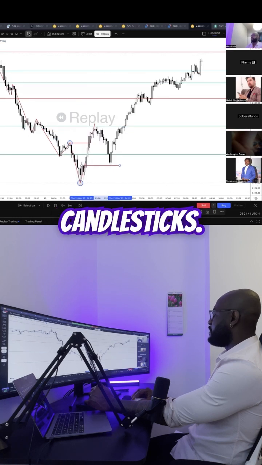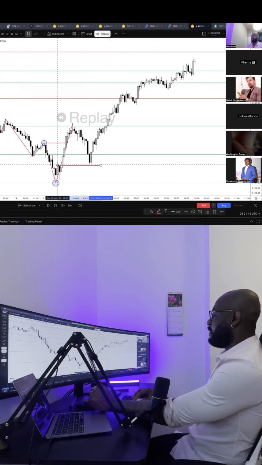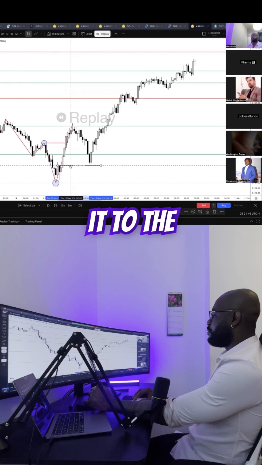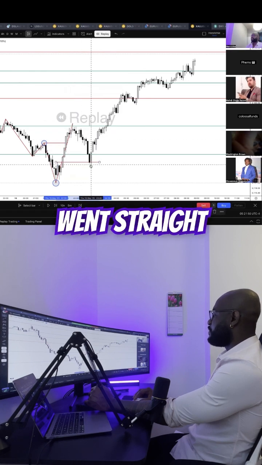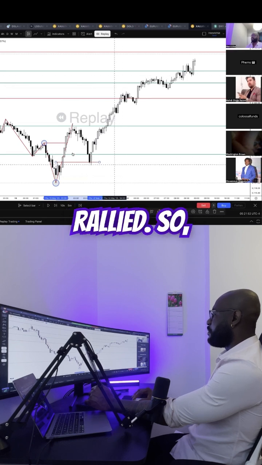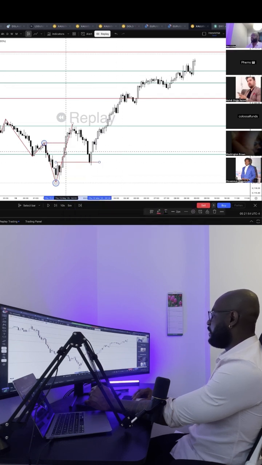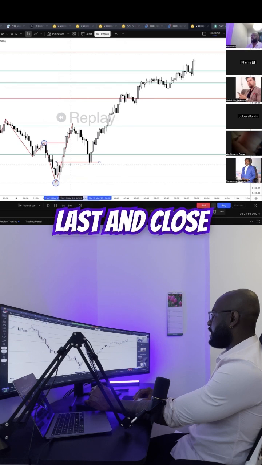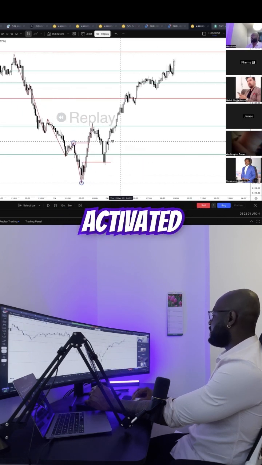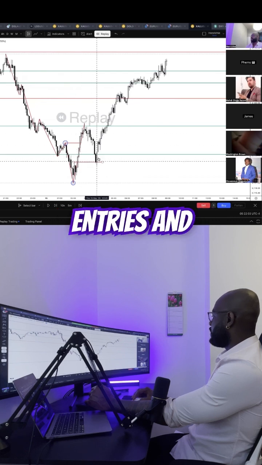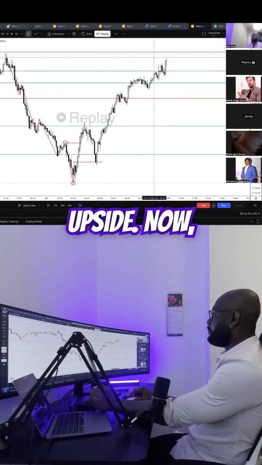If you outline that area and then go to the candlesticks, you can see this is the candle. You can now take it to the wicks, and you can see how price went straight into that position and rallied. So here can be your first entry, fair value gap, second entry, last down close candle, third entry. And you can see how price activated those multiple entries and then rallied to the upside.